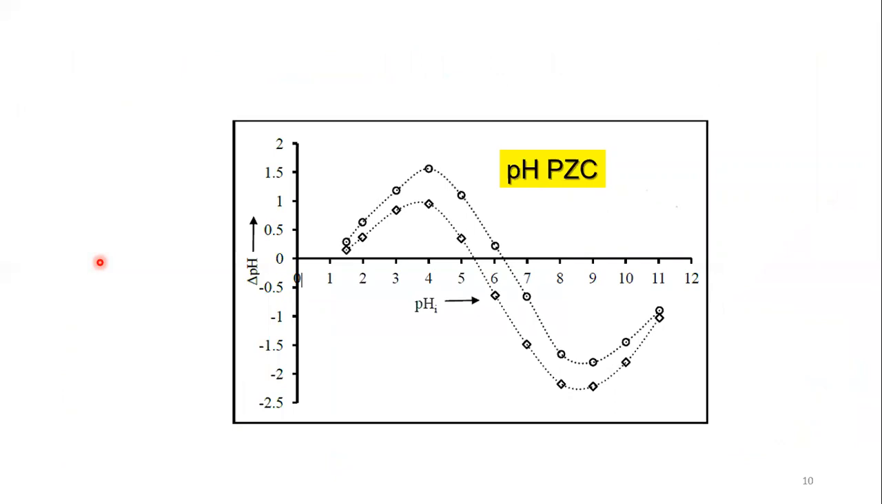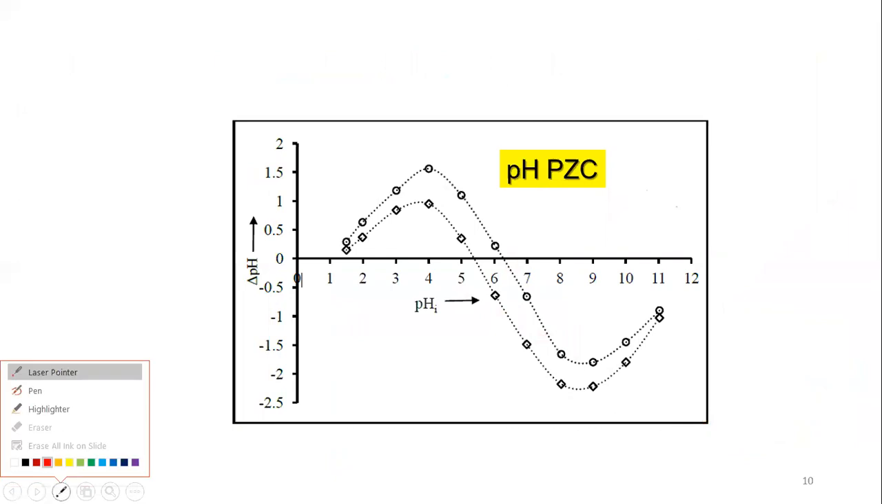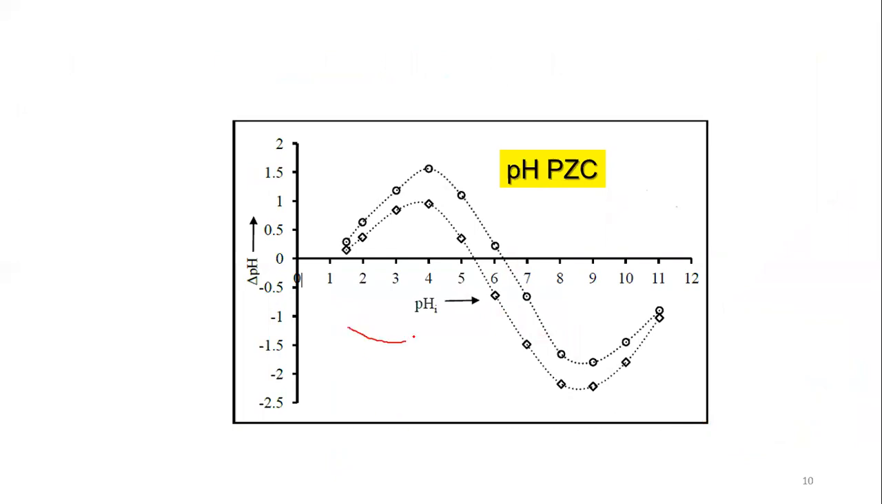For example, I have calculated this for two different materials. When you look at this plot, it may be possible that the graph is like this. Okay, let me use the pen. It may be possible that the graph is like this. And it's also not necessary that every time it will intersect the x-axis at this point. It may be possible that it moves like this. It's also possible that it moves like this.